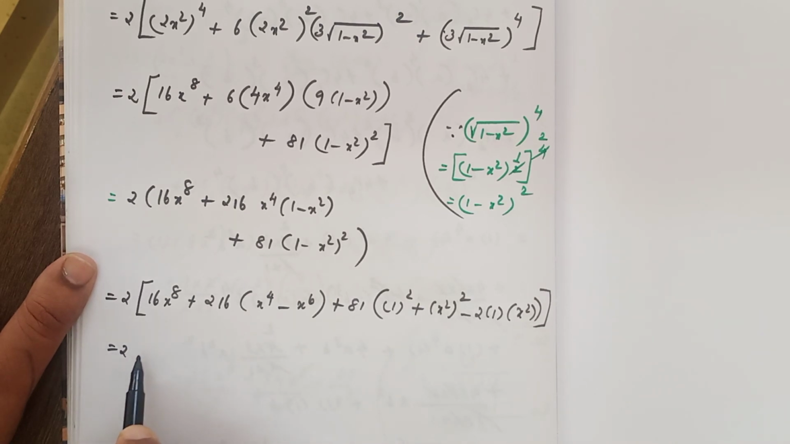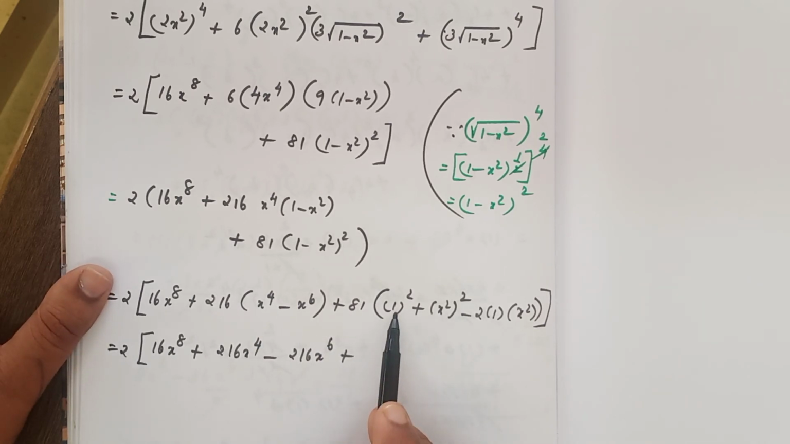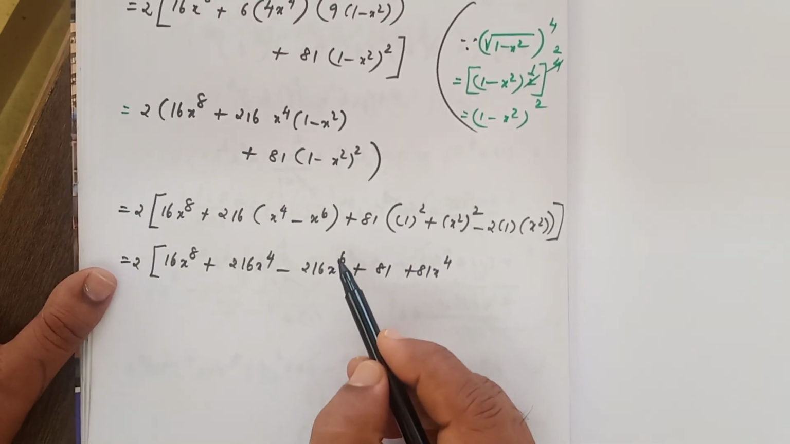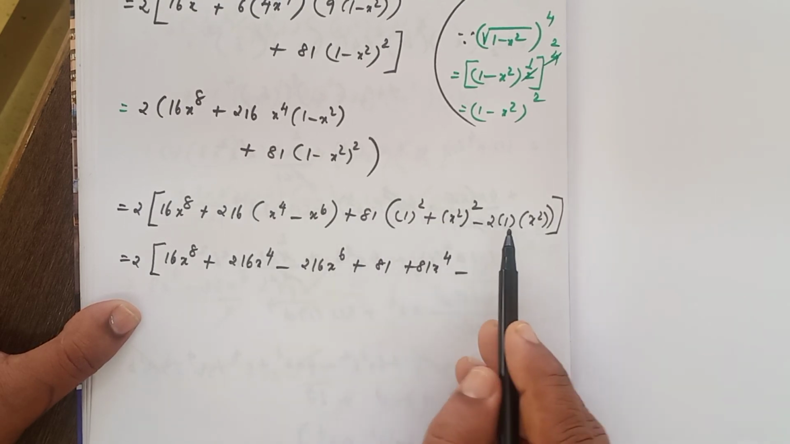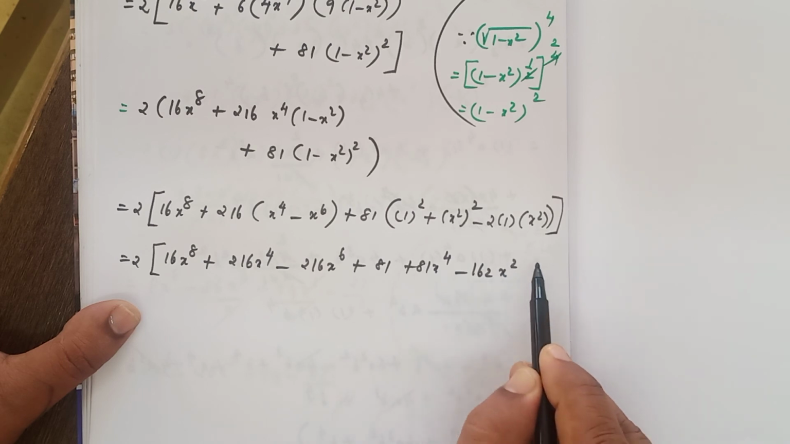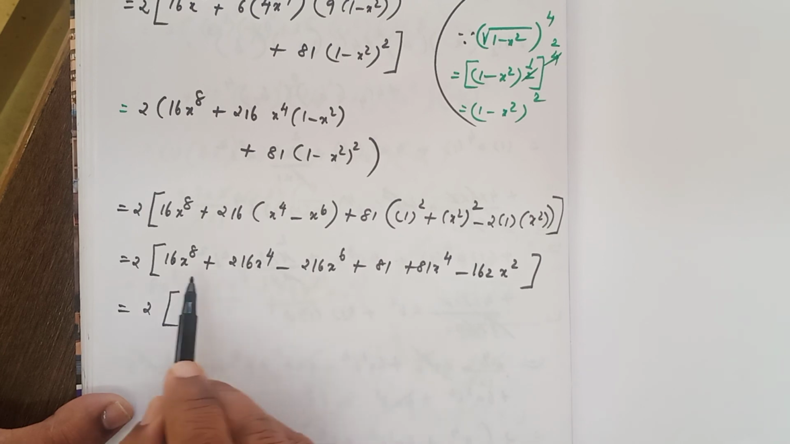That is equal to 2 into 16 x power 8, plus 216 x power 4 minus 216 x power 6, plus 1 squared is 1 into 81, 81, x squared the whole square is x power 4 into 81 is 81 x power 4, plus into minus, minus 81 into 2, 2 ones are 2, 81 into 2 that is equal to 162 x squared.